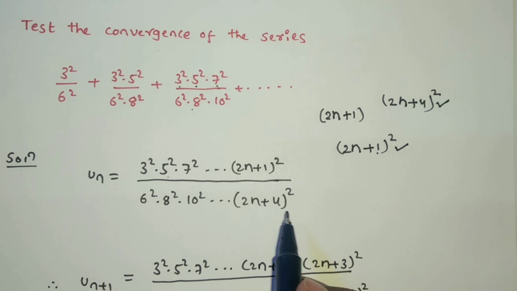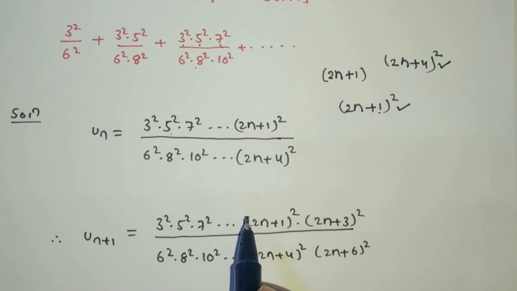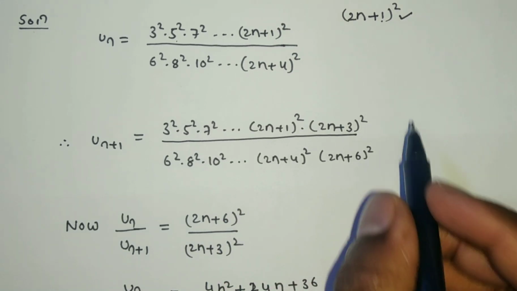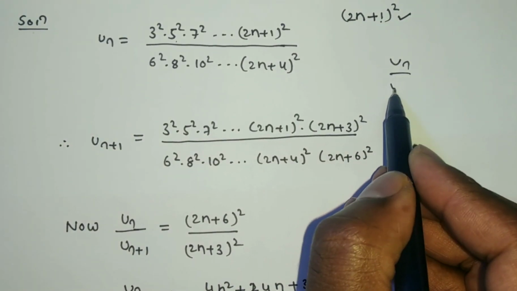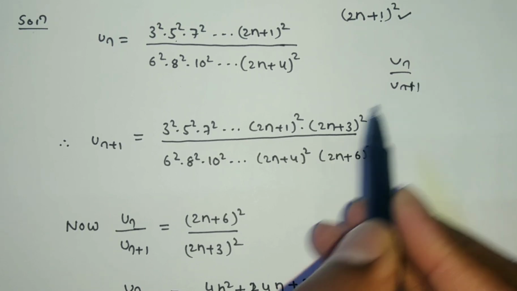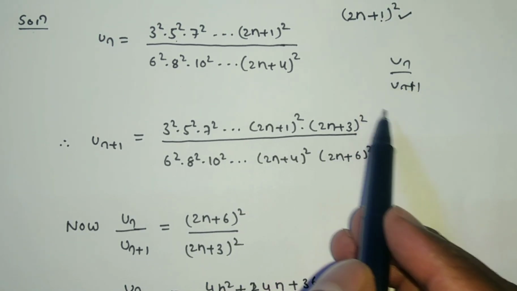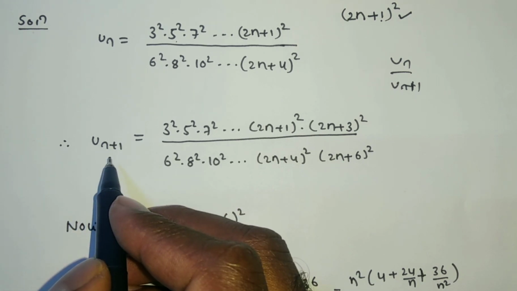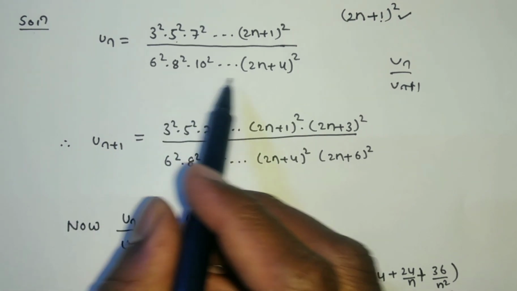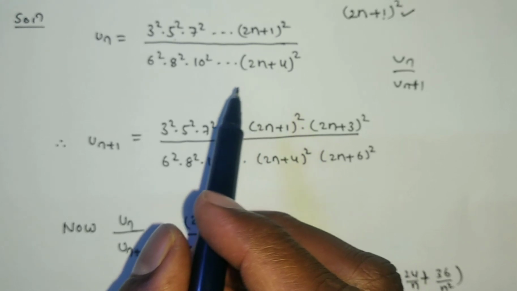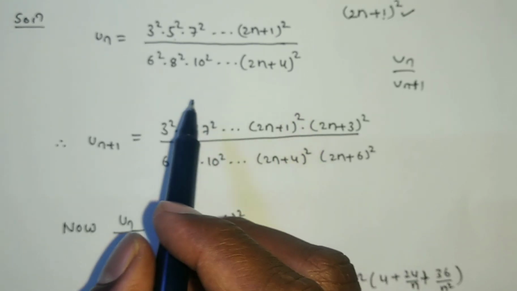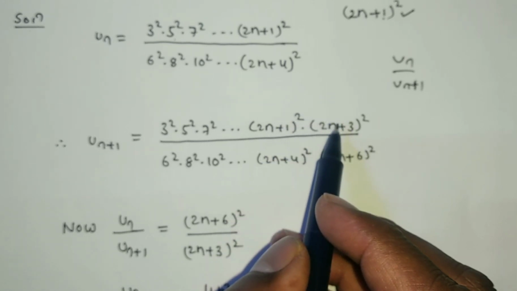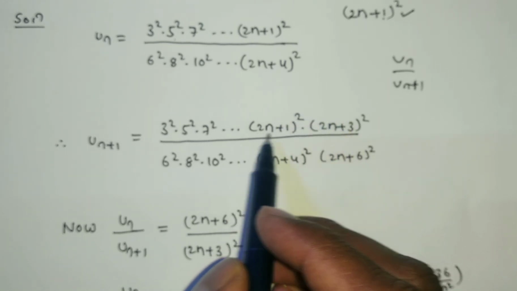To test the convergence, we have to go for the ratio test. In the ratio test, I want the un by un plus 1 form. So for that I require the un plus 1th term, that is the n plus 1th term. This is a repeated series form, no? So the n plus 1th term contains the nth term also. Write down up to the nth term.